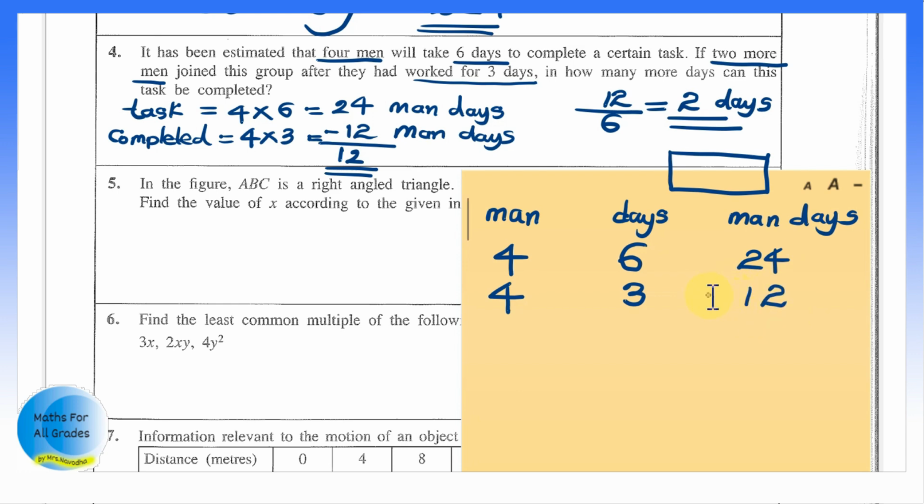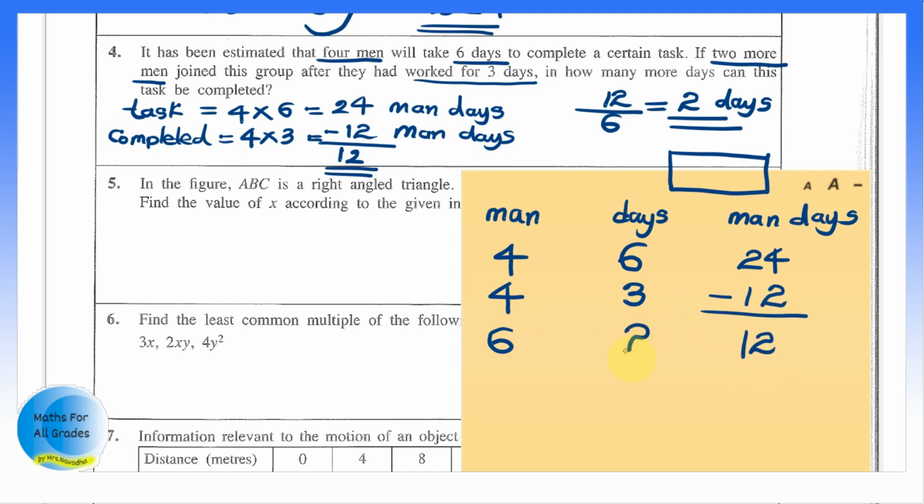Now how many man days remain to finish? 24 minus 12 equals 12. 12 man days left. And this is when 2 more men join this group. So altogether there are 6 men here to complete the 12 man days task.